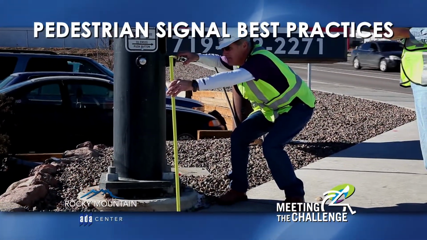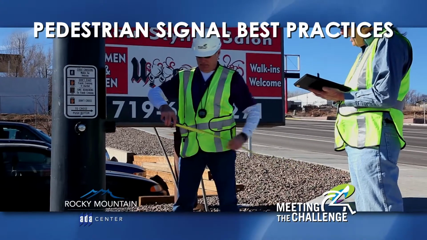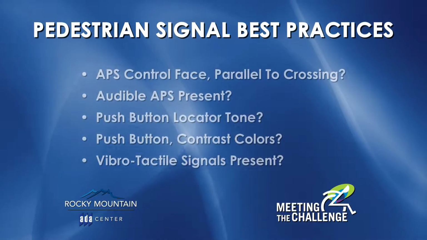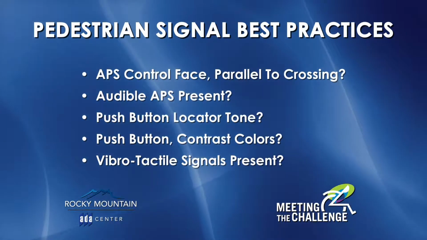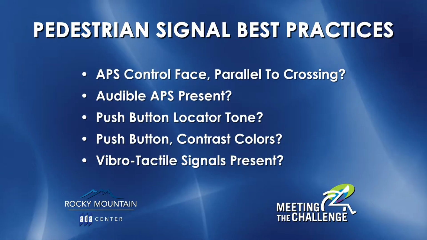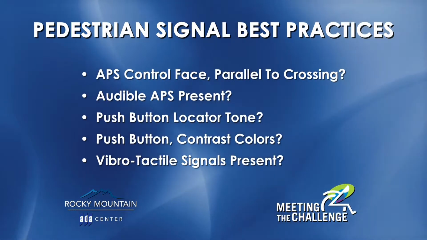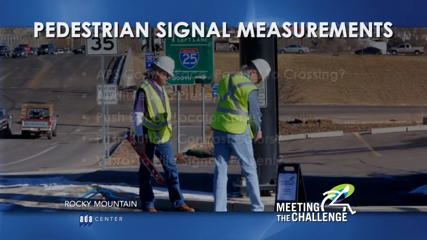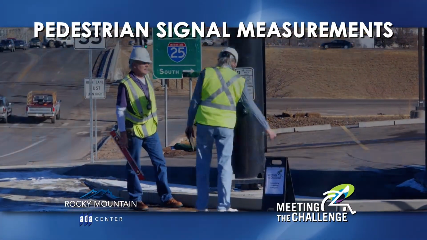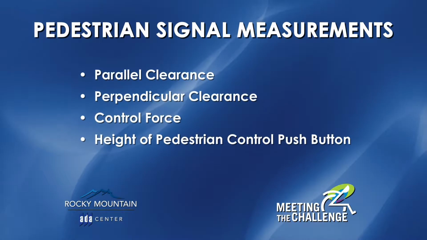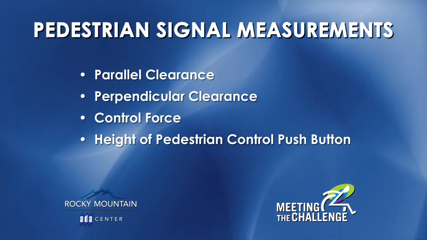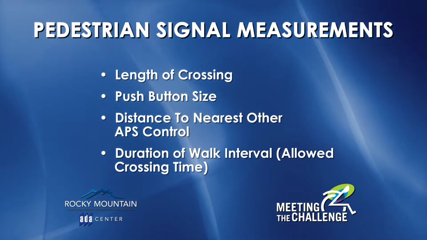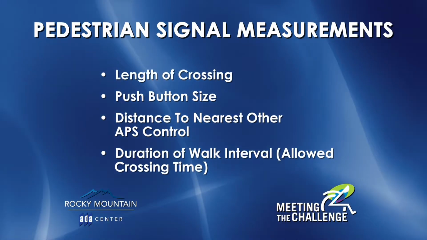Pedestrian signal best practices. Each pedestrian signal requires a variety of observations and measurements. Some of the observable attributes of a pedestrian signal are APS control face, parallel to crossing, audible APS present, push-button locator tone, push-button contrast colors, vibrotactile signals present. Dimensional measurements are made for parallel clearance, perpendicular clearance, control force, height of pedestrian control push button, length of crossing, push button size, distance to nearest other APS control, duration of walk interval.